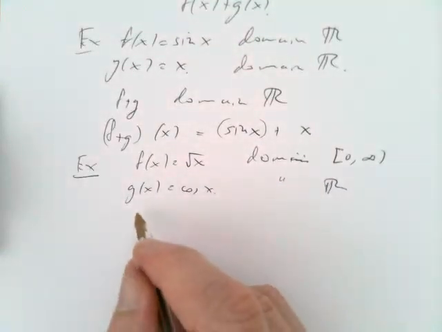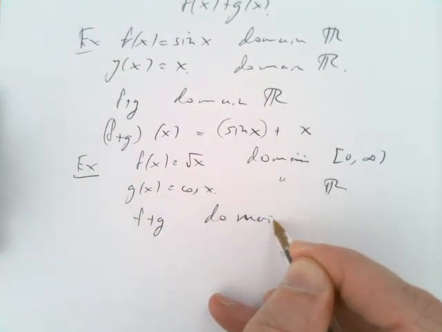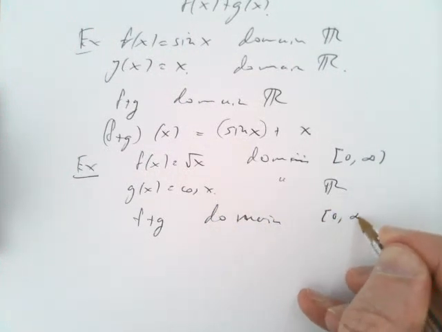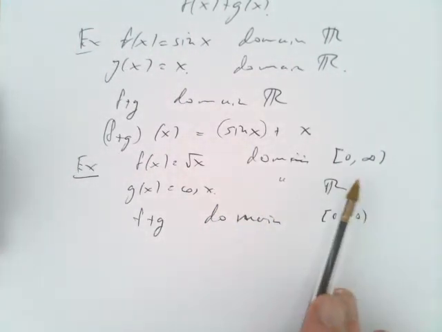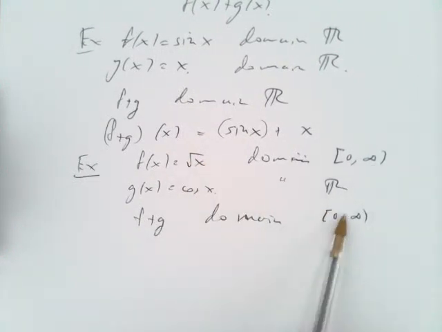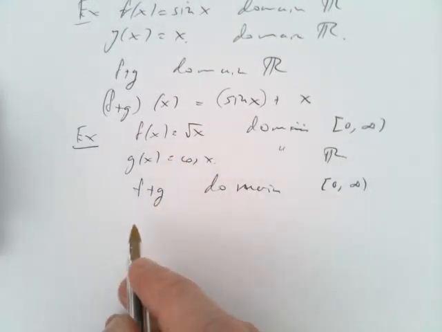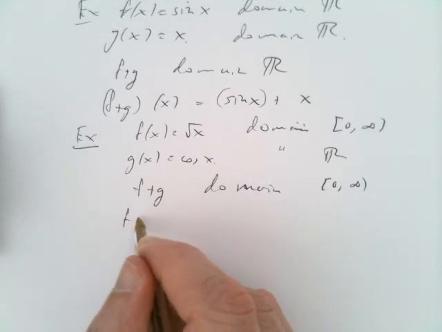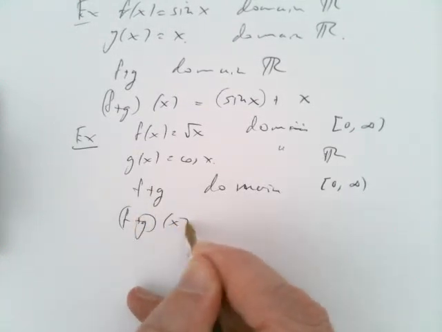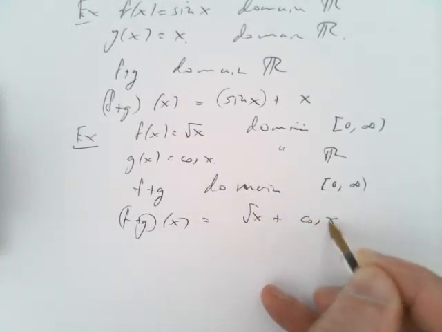But that means if we want to add the two together, f plus g, what should its domain be? It has to be the intersection of the two, because it has to be the points x at which both of these expressions make sense. They're both defined, and that's the constraint we have to deal with to make sure that x can't be negative, so that we can have a square root defined. And then f plus g as a function of x is square root x plus cosine x.